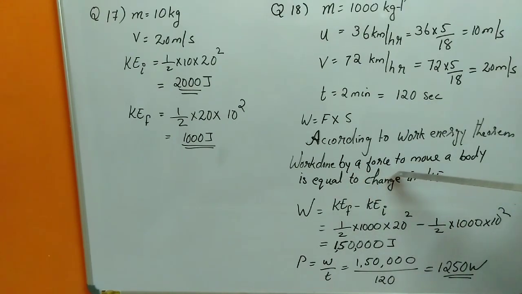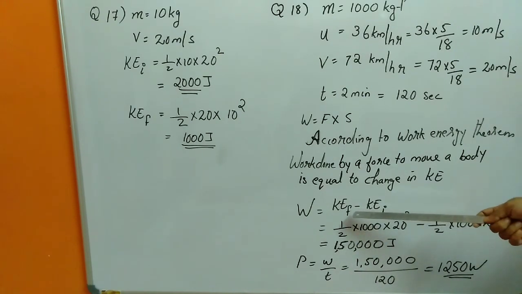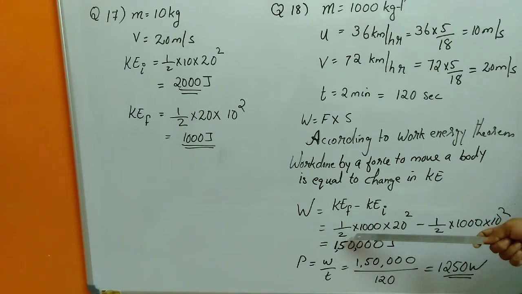Work done by a force. So work done is equal to the change in kinetic energy. So we have to find work done, which is equal to kinetic energy final minus kinetic energy initial. So half m v square, final velocity, minus half m u square. If you want, you can take half into 1000 outside the bracket and calculate, you will get 1,50,000 joule.